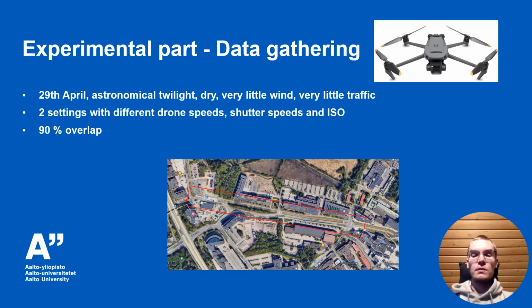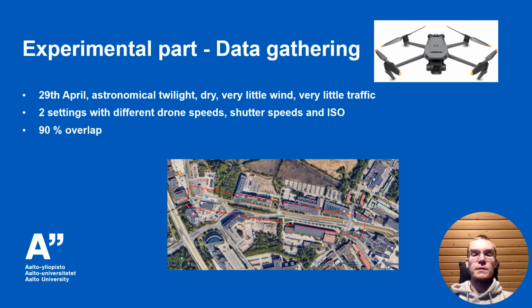And then it was time to get the data gathering in outside dark conditions. This was done as late as the 29th April due to very late snow conditions on the target area of Otaniemi in Finland. At this time of the year, it doesn't get darker than astronomical twilight, which is still dark, but not as dark as it can get during winter. The conditions were also dry, very little wind and very little traffic that could disturb the measurements.